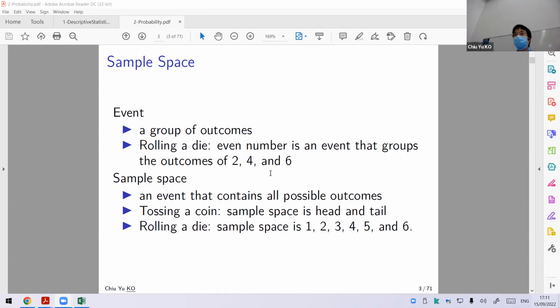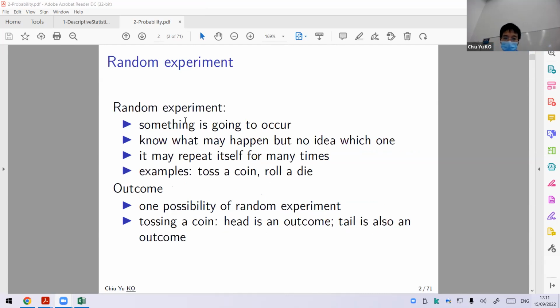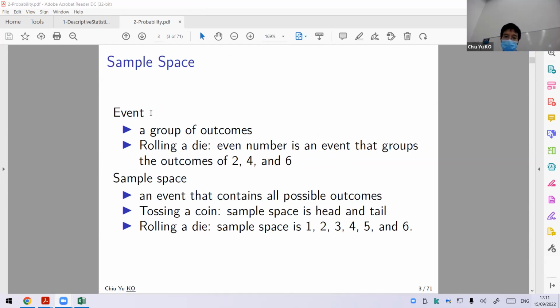So here, do note that we have some implicit definition when we have all this terminology: random experiment, outcome, event, sample space. The fact that we know the sample space means that there will be no surprise with respect to the outcome of the random experiment. It must be the case head or tail. It must be the case 1, 2, 3, 4, 5, 6. We can't have a case where a die comes out at 7.